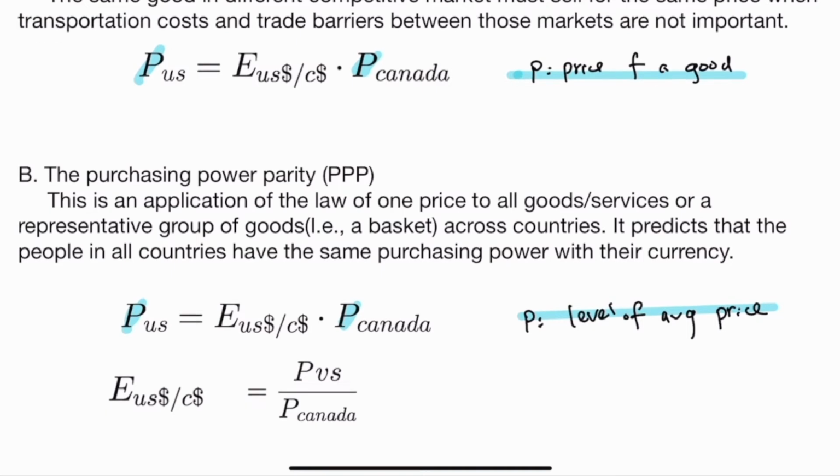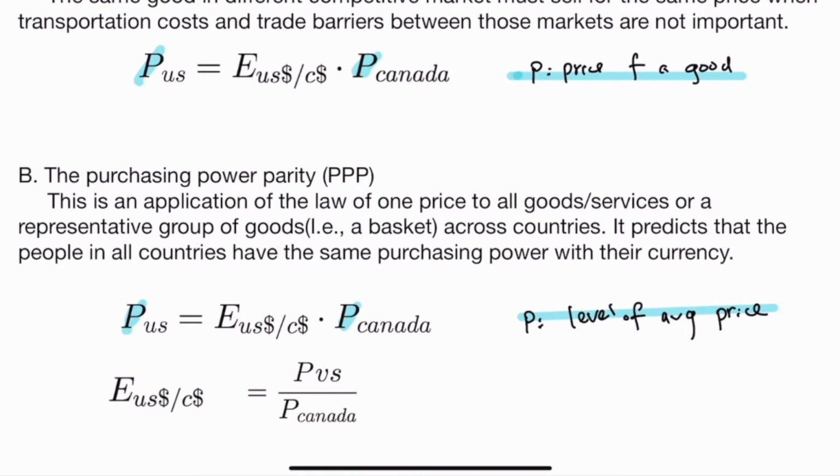And based on this formula, we can further derive the equation that tells us what the exchange rate value should be. That is, if this equation holds, then we can rearrange the equation, and we are going to get the exchange rate, which is the US dollar per unit of the Canadian dollar, needs to equal the price level of the US, or the average price of the US, divided by the average price of Canada. So this is the general formula that we can use to tell us what should be the right exchange rate.